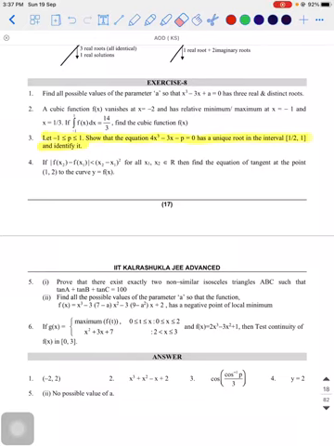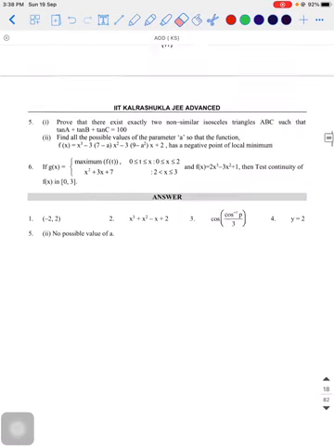Hello students. So now I am going to discuss question number 3 of exercise 8, which says that as p varies from -1 to 1, the equation 4x cube minus 3x minus p equal to 0 has a unique root in the interval half to 1. We have to show it, and further we have to identify the root.